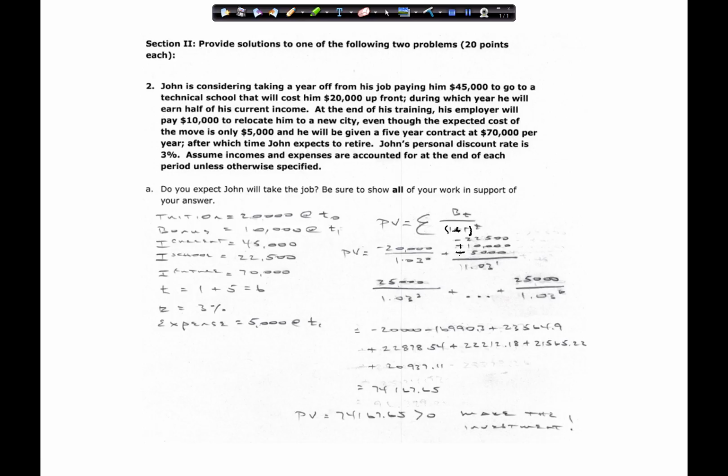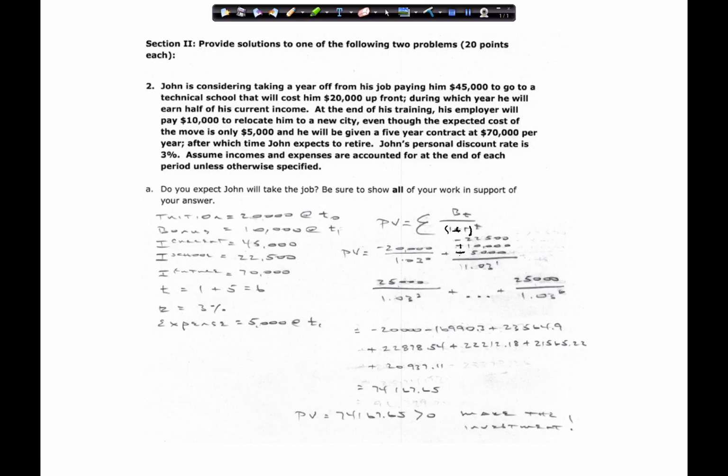He has a personal discount rate of 3%, which, by the way, is a very low personal discount rate, and it would be reflective of the fact that John's doing all this within the framework of the existing employer, and he's doing it under a contract, and he's getting some pretty meaningful benefit for doing this. This is kind of a sure thing for John, but still he's wanting to analyze this, or wanting us to analyze it for him perhaps, to decide whether it really is what he thinks it is. And so you're finally told that assume incomes and expenses are accounted for at the end of each period unless it's otherwise specified, and it's not.